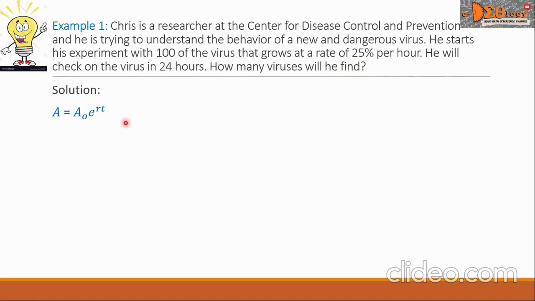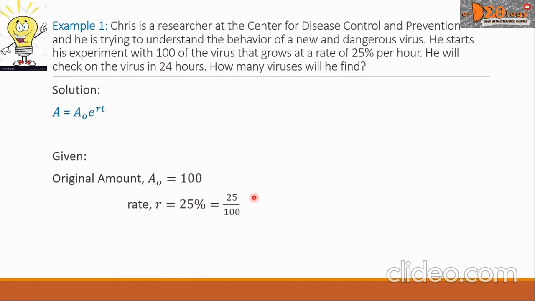First, let us write our formula, and then let us list the given. Let us begin with the original amount, A sub O, and that is equal to 100. Next is the rate R, which is equal to 25% per hour. Let us convert this 25% into decimal. Let us divide this 25 by 100 and drop the percent sign, and this 25 over 100 equals 0.25.